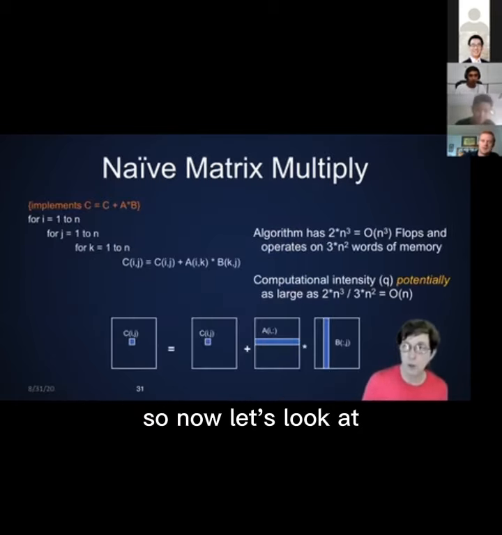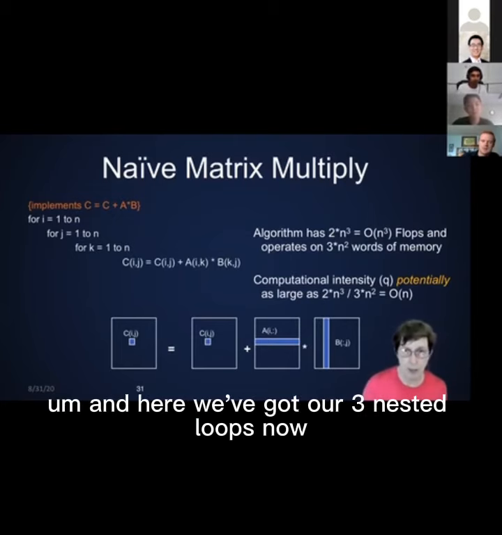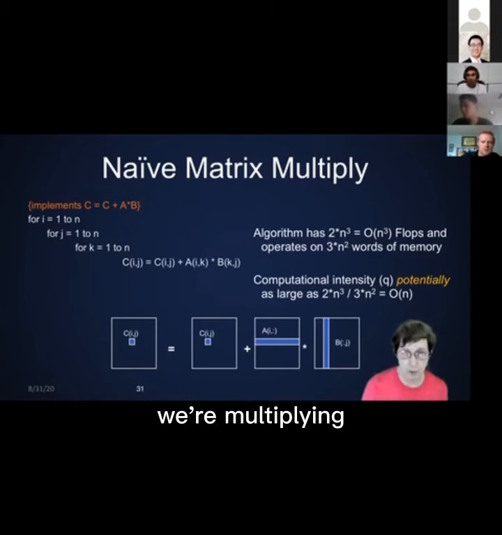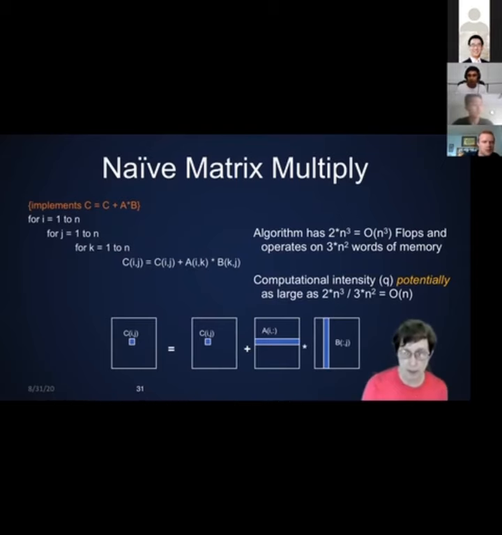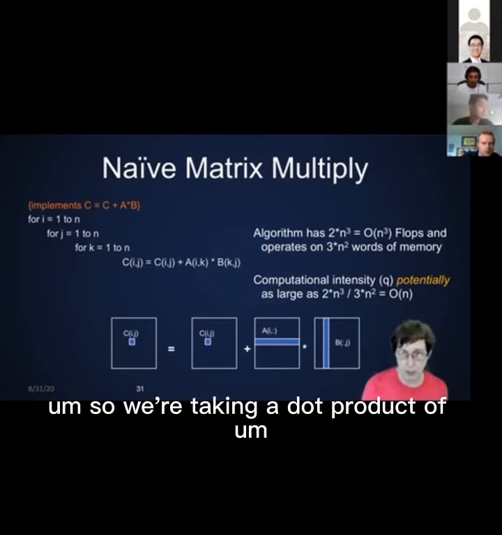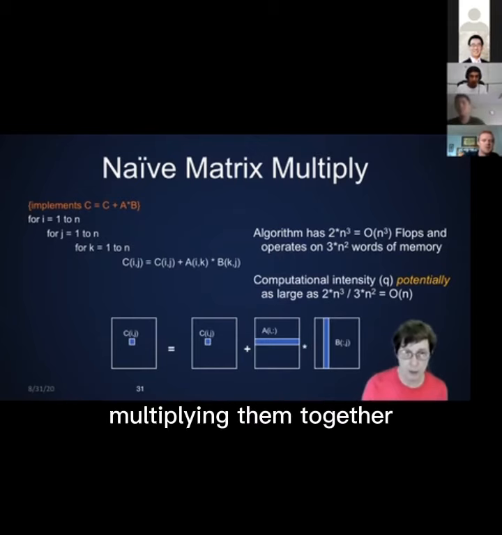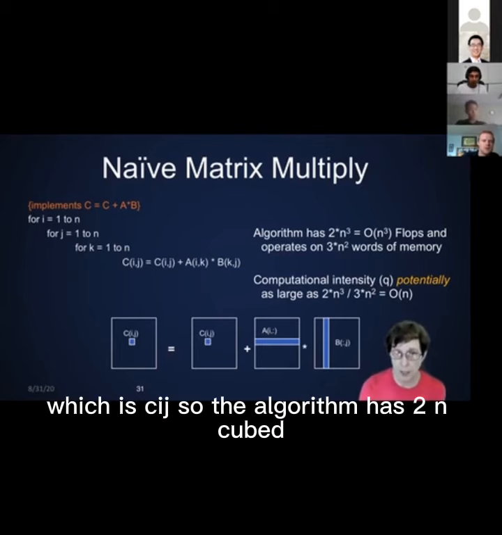Okay, so now let's look at a more interesting case, which is matrix multiply. And here we've got our 3 nested loops now, and a little diagram of what we're multiplying. The way this is written, it still is written as a dot product. So we're taking a dot product of this row vector of A and this column vector of B, multiplying them together and computing an element that updates one element of C, which is Cij.